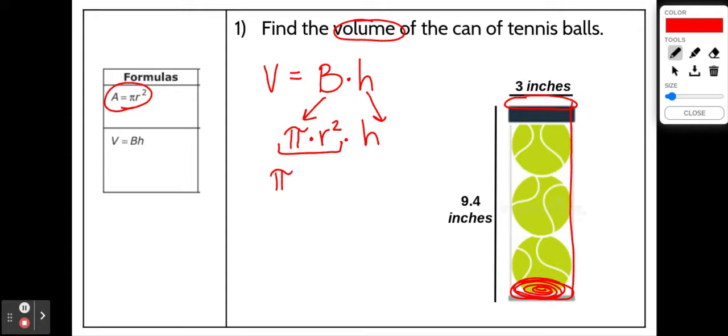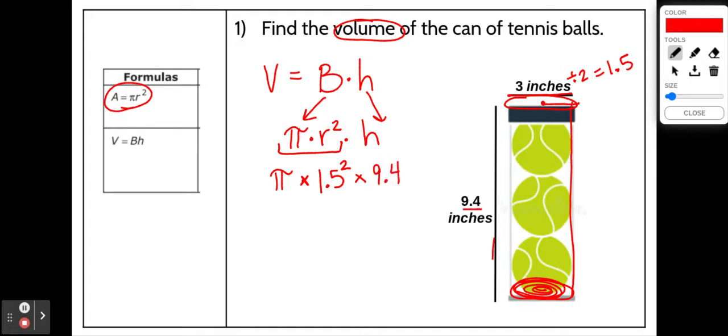We have pi times, now the radius, we have to look at the can of tennis balls. It looks like 3 inches is all the way across, and radius is only halfway across. So we're going to want to divide this by 2, and that's going to give us a radius of 1.5 inches. So I'm going to use a times sign here because my radius is a decimal. 1.5, and that's squared. And then I want to multiply that by the height, and we can see that the height is 9.4.